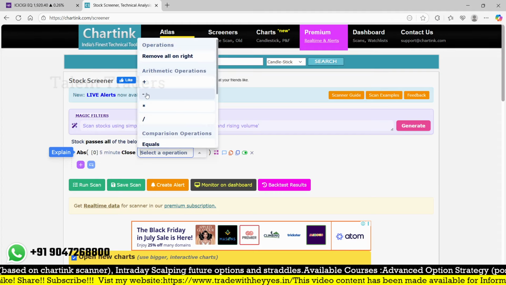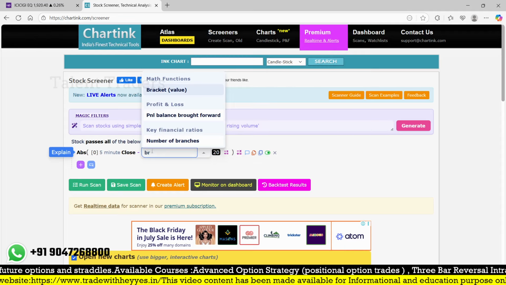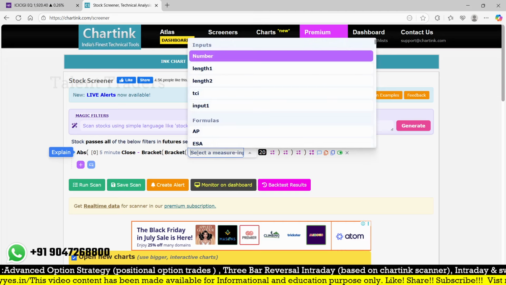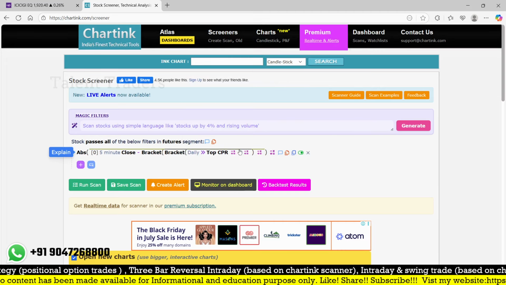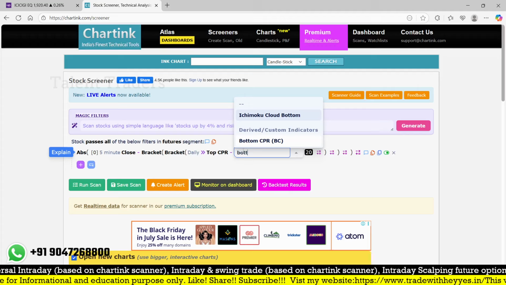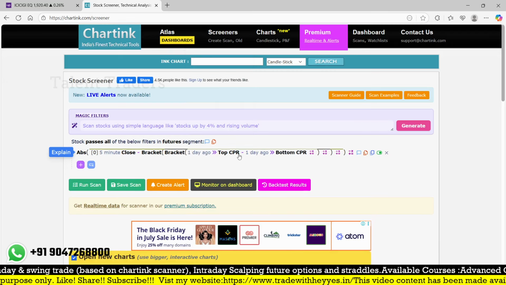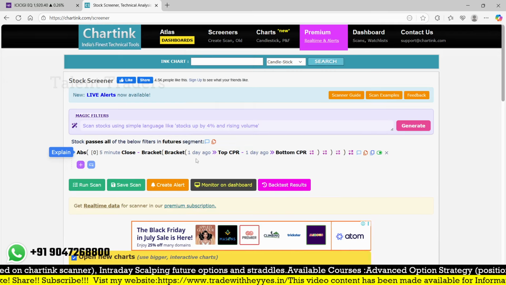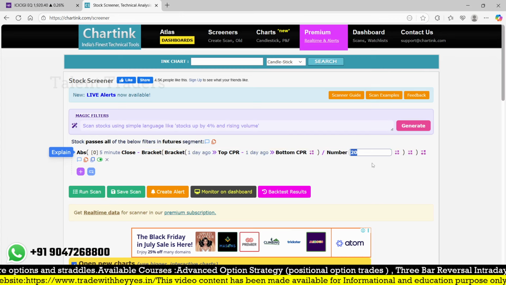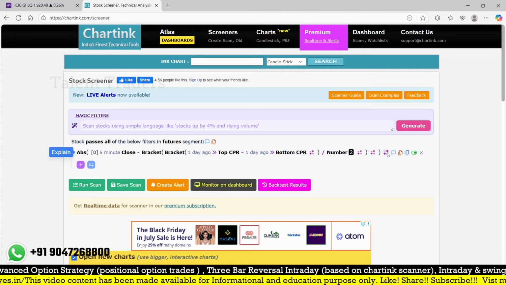Then I am going to take the difference between the TC and the BC, so I am using the top CPR minus the bottom CPR. This should be 1 day ago, and if you want to find the stock for today, we normally use 1 day ago. This is the range we are finding, and in this case we are going to get the levels of TC and BC and combine them with some percentage.